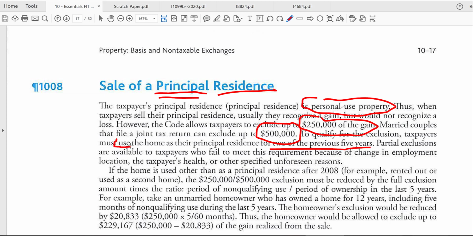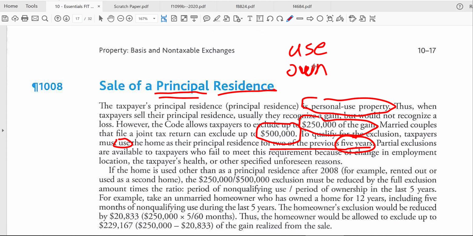But using doesn't mean own. There's really two different 2 year tests. One is you have to use the property for 2 out of the past 5 years. And the second test is you have to own the property for 2 out of the past 5 years before you sell the property. And both of these two, own and use, don't have to occur at the same time. Like maybe you can be renting the property, then later on you buy the property. Renting it is still using it, yeah?